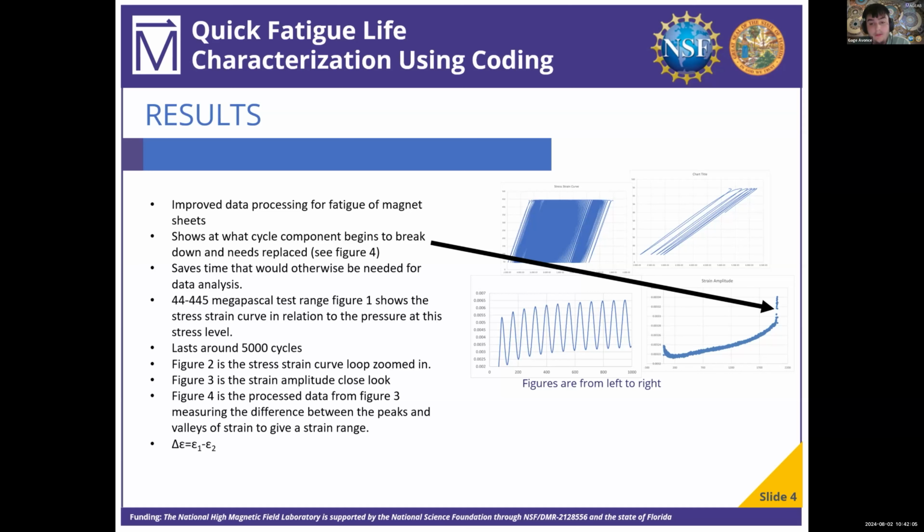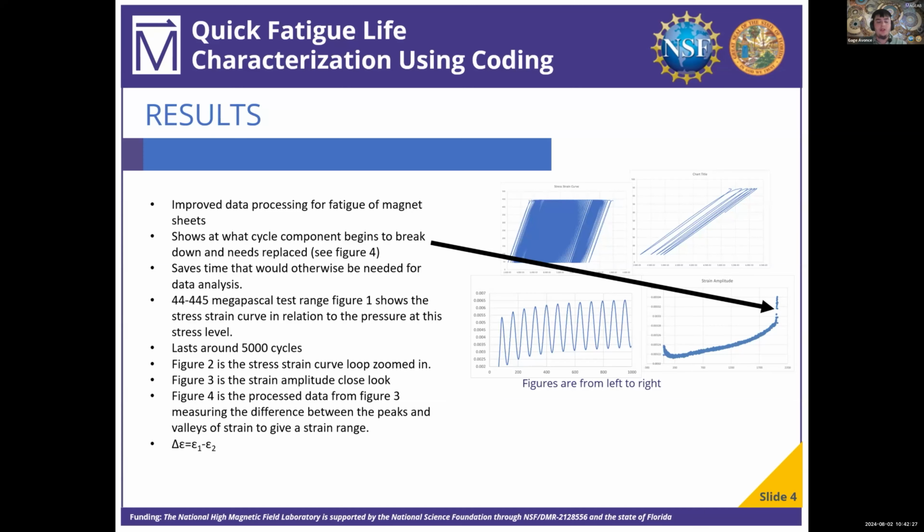Another benefit of this program is it shows the cycle where the component begins to break down and needs replacing, which allows you to perform preventative maintenance. Because if you do not perform preventative maintenance and you don't know when the component breaks, well, if the component breaks, it could also lead to something else breaking. And so now you have a compounding issue.